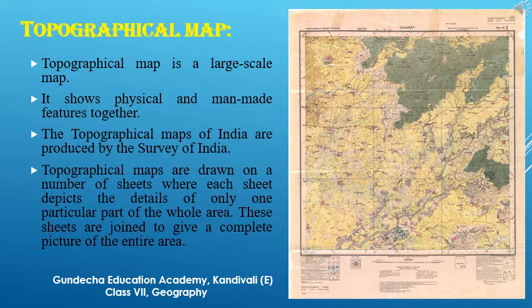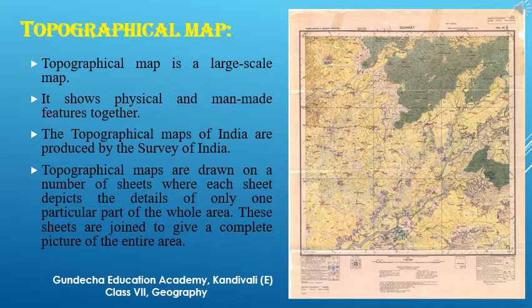Last year, you have already learned about large-scale map. Large-scale map represents a small area of a land on a bigger scale. This kind of map can show detailed information of the land on the map. That's the reason why it is more accurate. Topographical map is also a large-scale map. It basically enlarges the small features of that area. It shows physical and man-made features both.